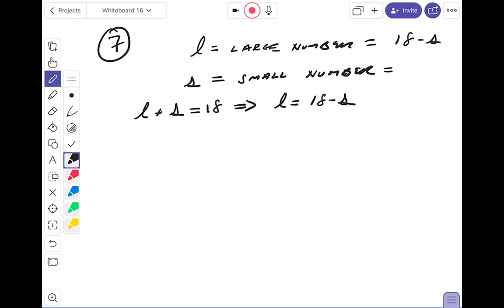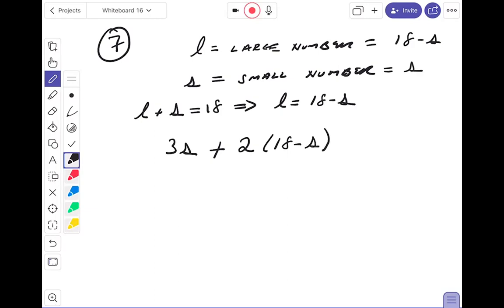Again, the small number is still S. Now, if you add those 2 numbers together, of course, you get 18. That's not an issue. Here's what they said. This is still number 7. They said the total. What does total mean? I'm adding things together. So what did they say? The total of 3 times the smaller number. Well, that's going to be 3S and twice the larger number. What's the large number? It's actually 18 minus S.